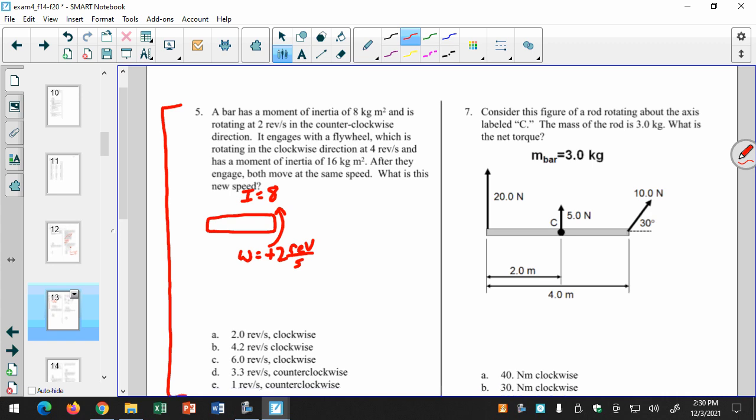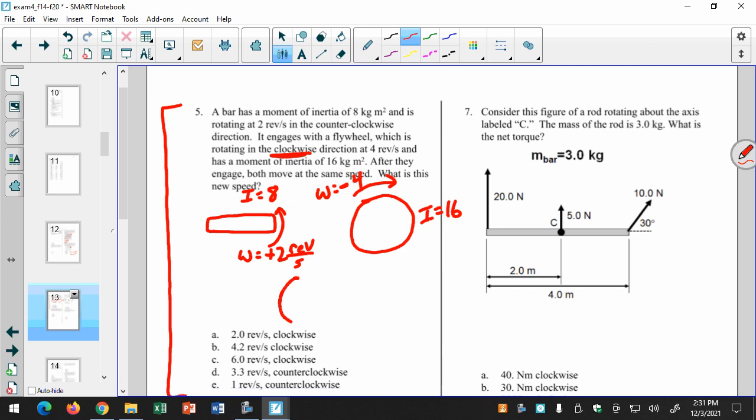It engages with a flywheel, which is just a cylinder. But I tell you what the moment of inertia is. It's equal to 16. And it has an angular speed of 4 revolutions per second. Omega is equal to -4, because it's clockwise. Draw a picture. It'll help you to think about it.